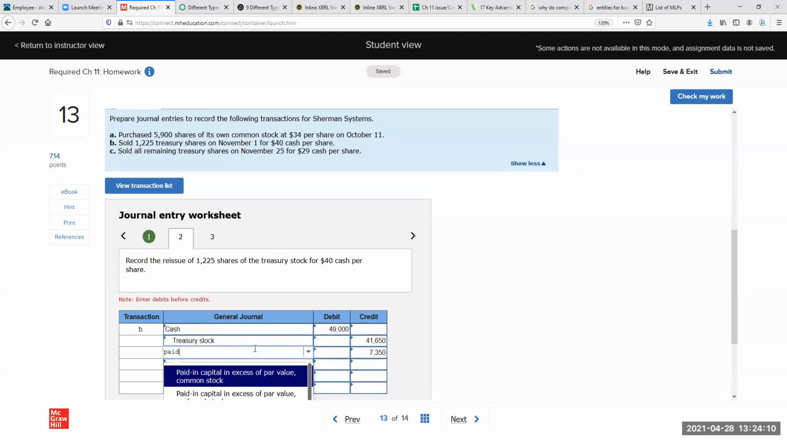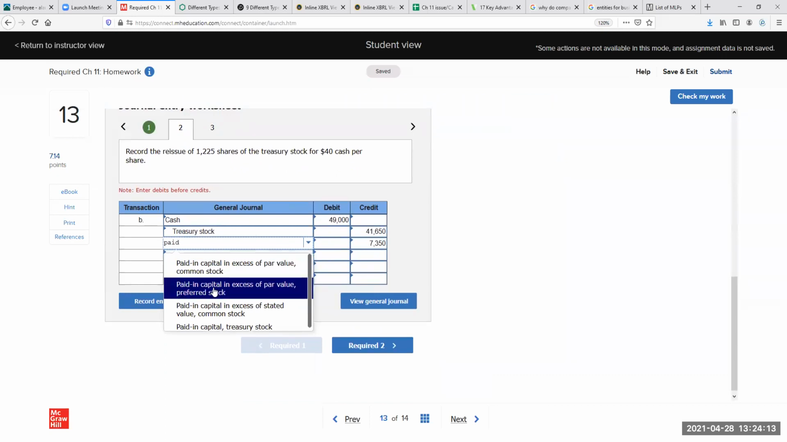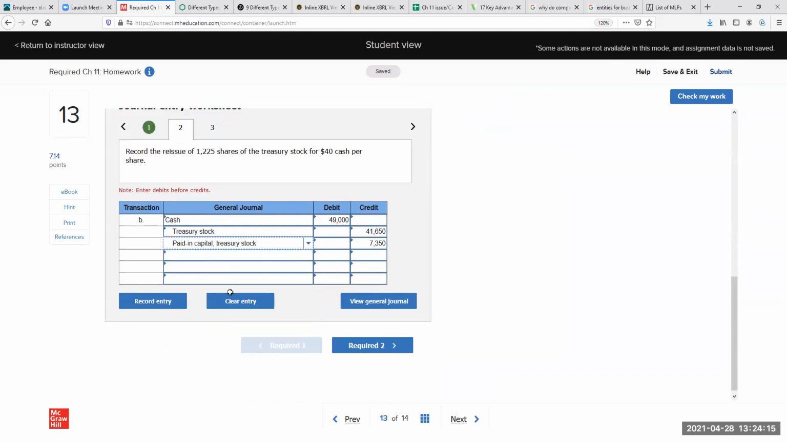So you've had three different examples of paid in capital: common stock, preferred stock, and now you have increased capital from treasury stock. All right. So when you sell stock, paid in capital is going up on the credit side. Now we paid 34. Now you sold it for 29. So here the cash you raised is the rest of it. So 5,900 minus the 1,225 is 4,675 times the $29.